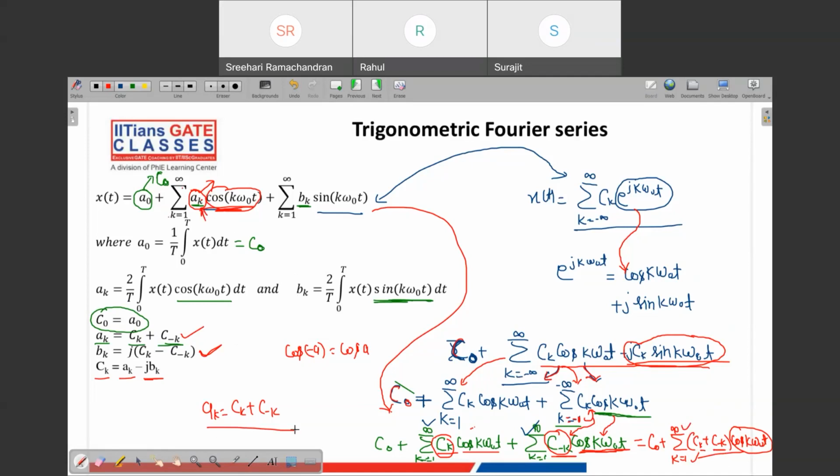Yes, sir. But sir, in the last equation, I think a factor of 1 by 2 is also coming, na? Like ck equal to ak minus jbk by 2. Okay, this one, let me check. ak minus jbk, when you do it, it equals 2 ck. Yeah, there will be a 2, correct. So 2 ck is equal to this one, yeah.